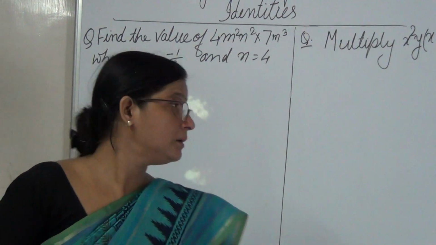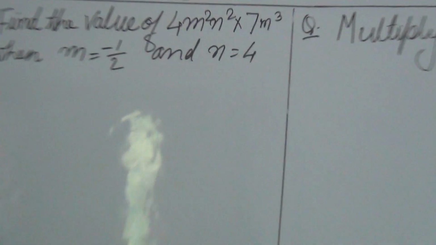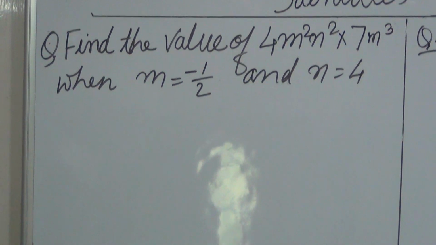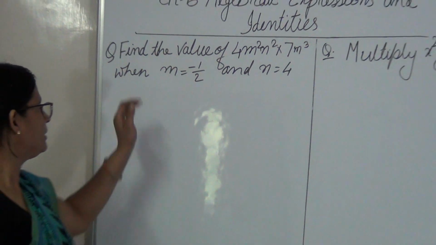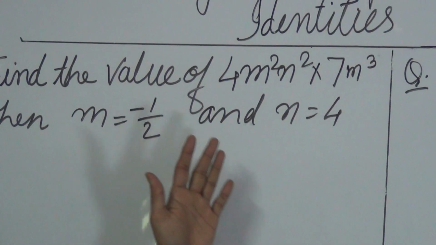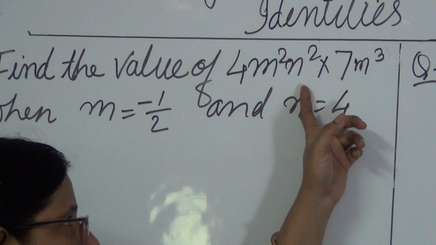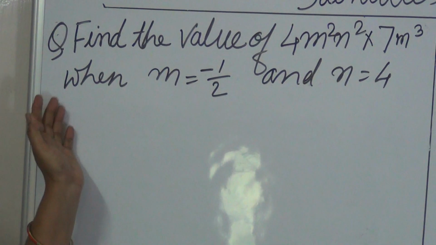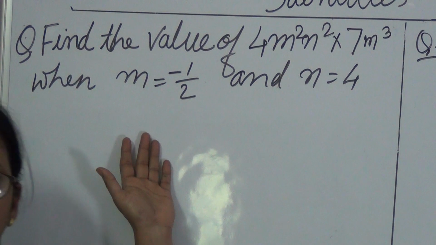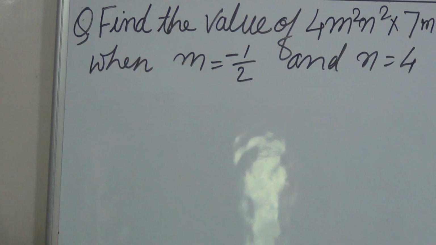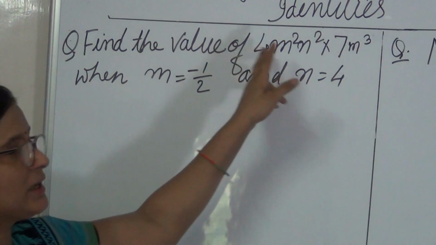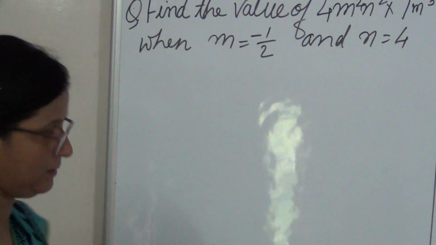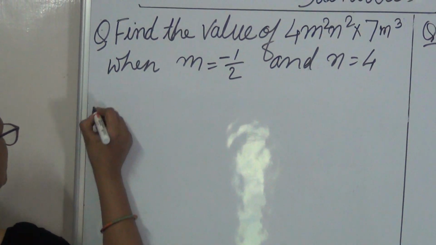Let us learn how to solve the sums in which we have to put values of the variables. Here is the question. Find the value of 4m square n square into 7m cube when m is equal to minus 1 by 2 and n is equal to 4. In this sum we have to find the value of the given expression by substituting the value of m and n. So let us start with the solution.